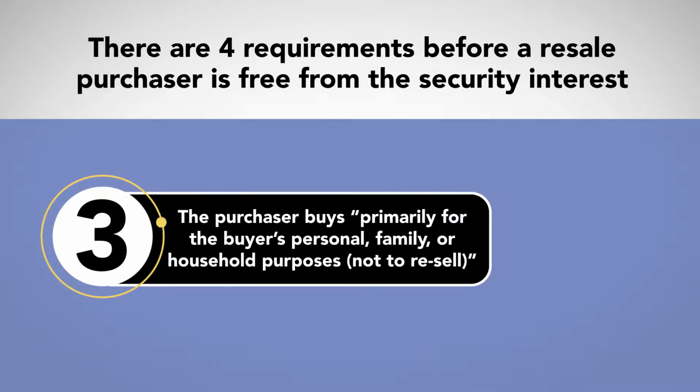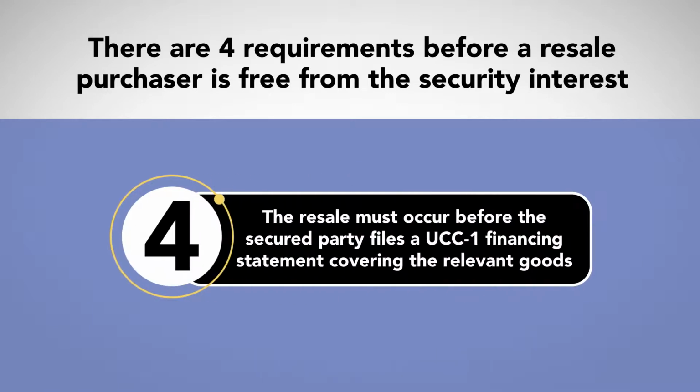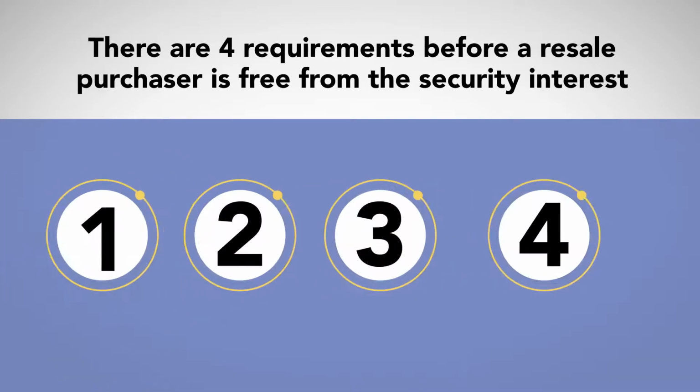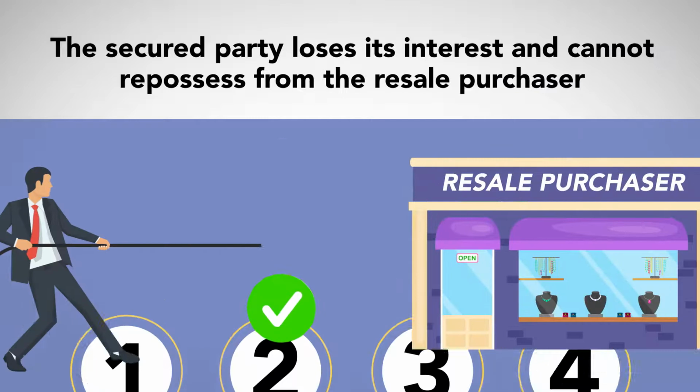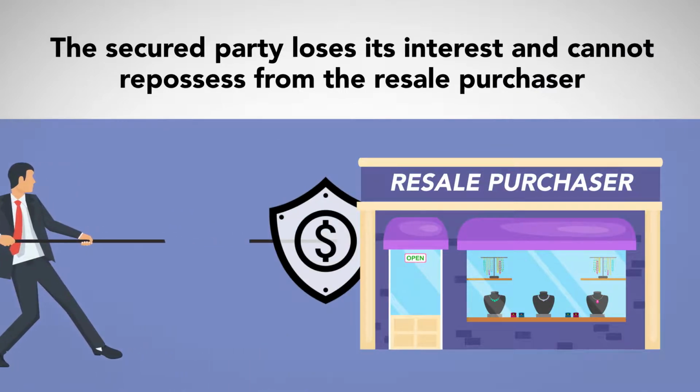Third, the purchaser buys primarily for the buyer's personal, family, or household purposes, not to resell. Finally, the resale must occur before the secured party files a UCC-1 financing statement covering the relevant goods. If all 4 of these requirements are satisfied, the secured party loses its interest and cannot repossess from the resale purchaser.